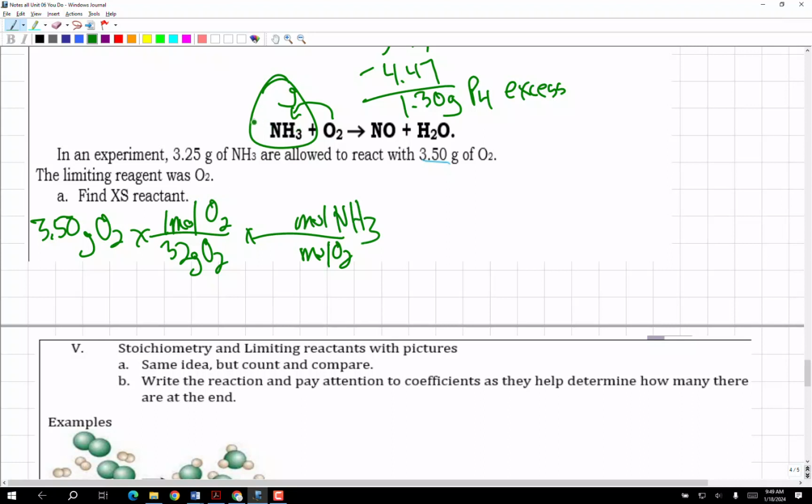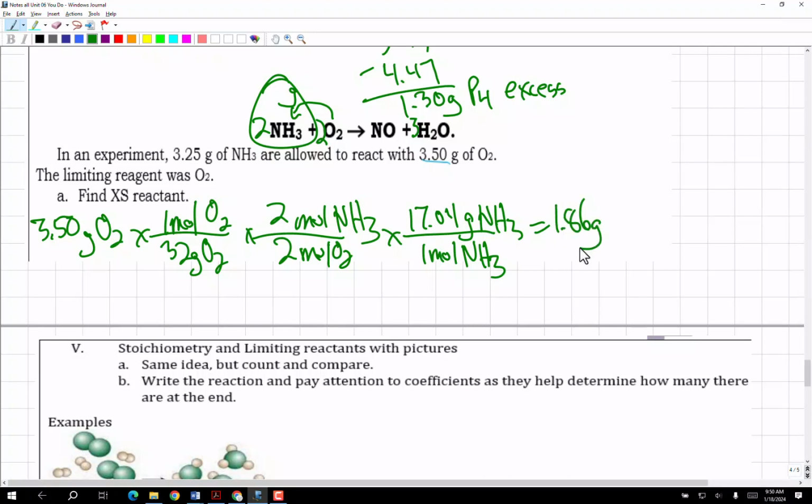So let's do that. That gives me 6 hydrogens. That gives me 6 hydrogens. That gives me 4 oxygens. That means I need a 2 here. 2 NH3 and 2 O2. And then I change that to grams. 1 mole NH3. Go to the periodic table. Grams of NH3, 17.04. 3.5 divided by 32 times 2 divided by 2 times 17.04 is 1.86 of NH3 is needed.